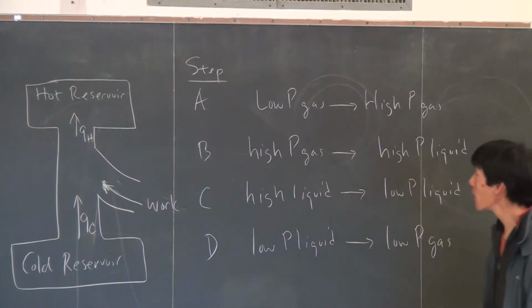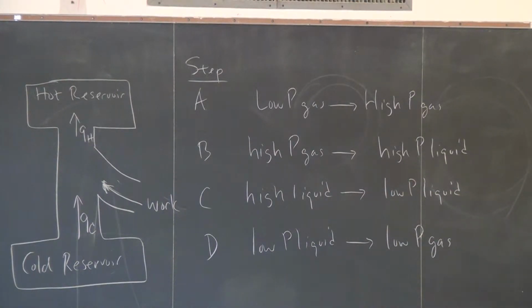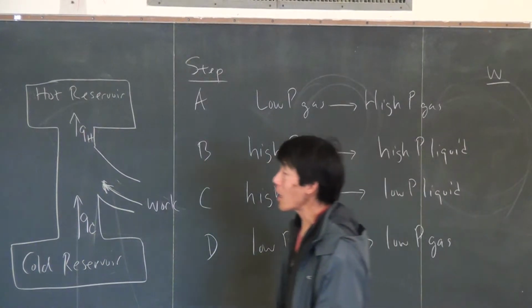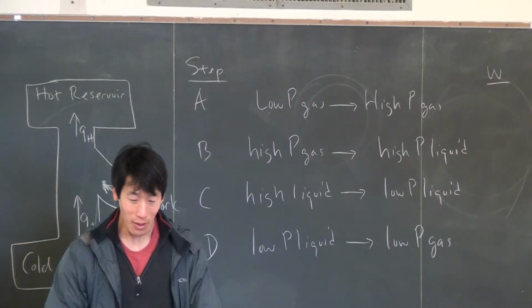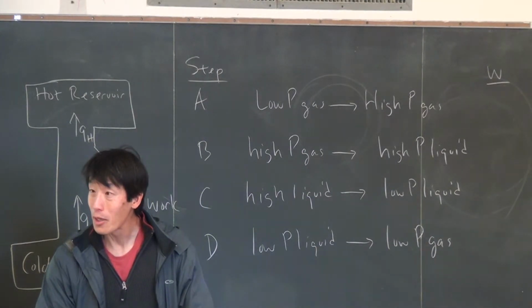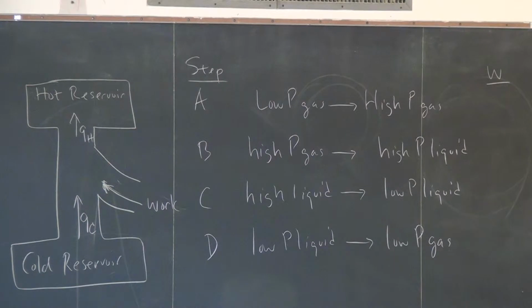So in which step, A, B, C, or D, is work supplied? Okay, so what we want to do actually for each step is figure out work and heat. So in which step, A, B, C, or D is work supplied?